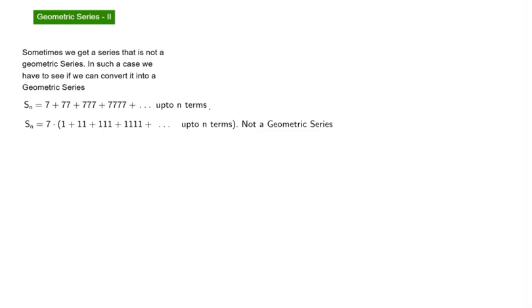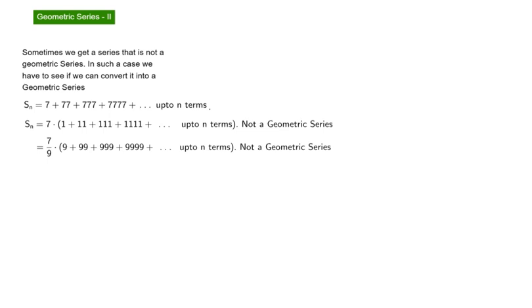Now, if we take out 1 by 9 as a common factor, we get 7 by 9 times 9 plus 99 plus 999 plus and so on up to n terms. If you open up the bracket, this 9 will cancel with 1, 11. So we get back the original. What can we do with this? This is still not a geometric series.